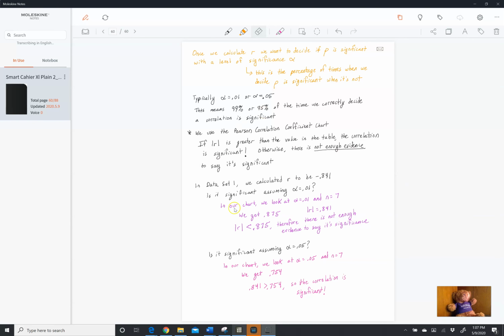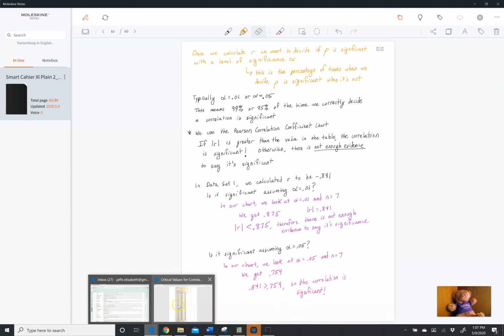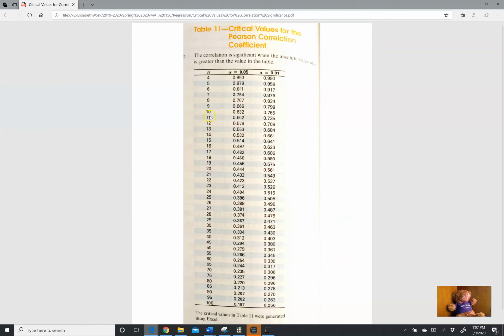Okay, let's just quickly, I'm not going to write this down because it's not necessary, because we already know that there's no correlation with the other set of data. In data set 2, we calculated R to be negative 0.164, and n was equal to 10. If we go to the table, you're going to see really clearly when n equals 10, we have 0.632 and 0.765. 0.164 is nowhere close to those. So there's not enough evidence to say that the relationship is significant. Nowhere near enough evidence. So at 10, we don't even have to bother.